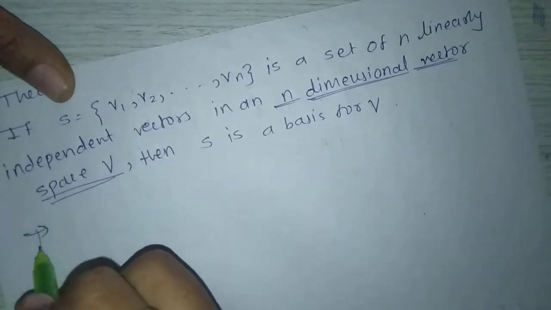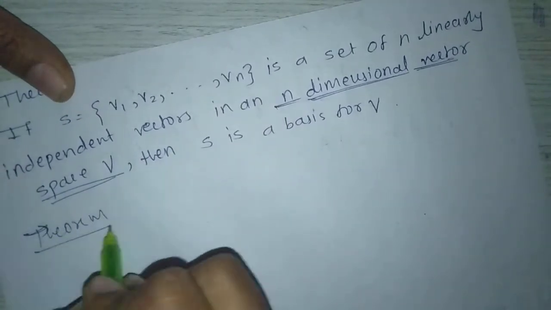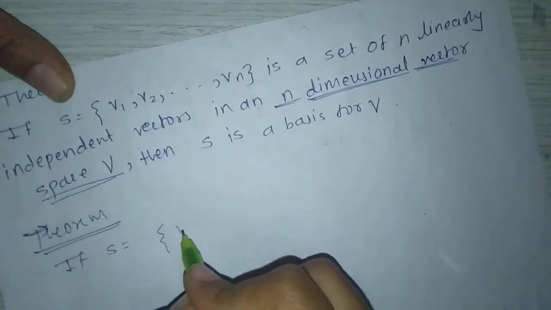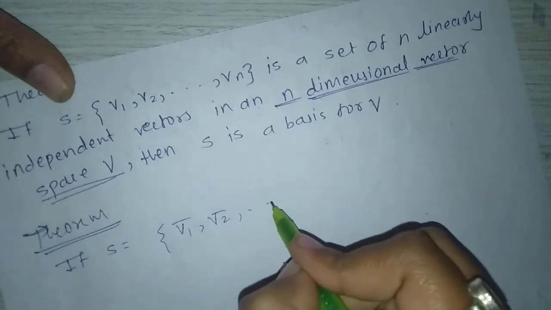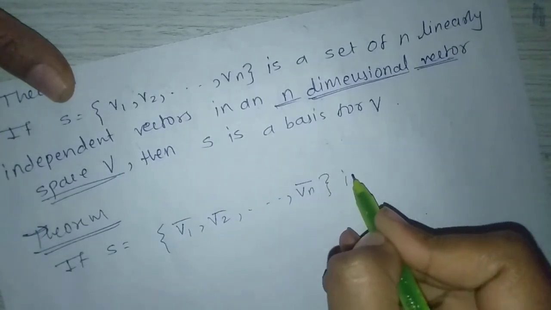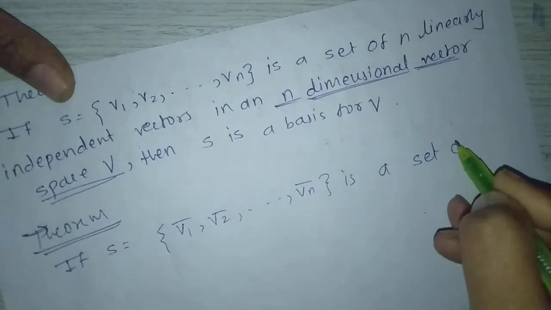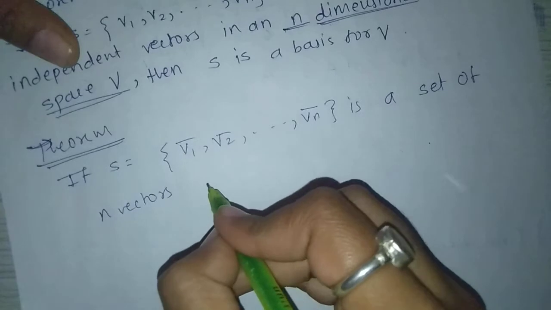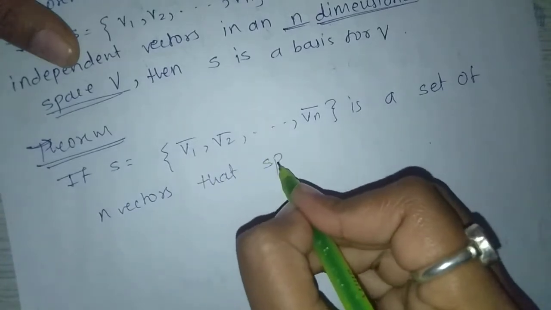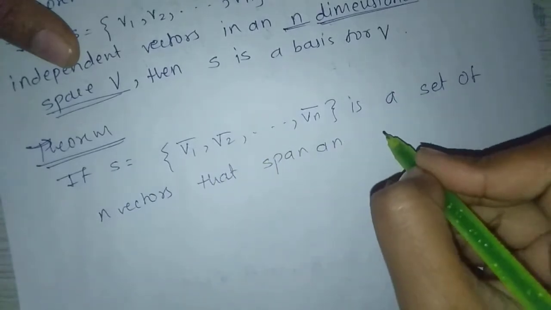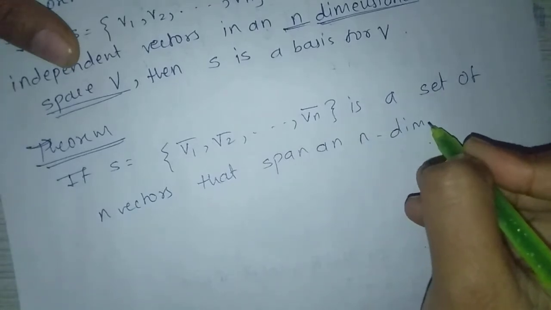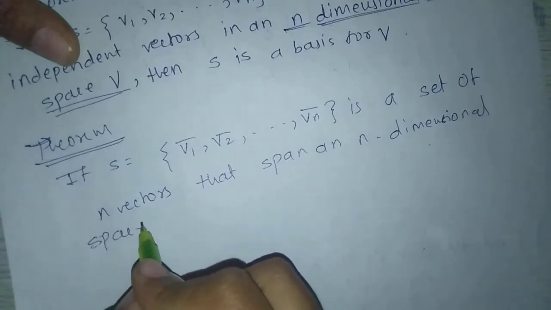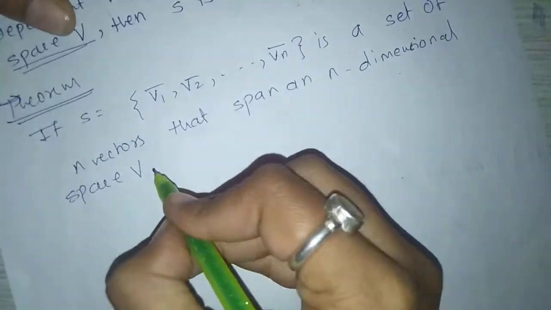And next theorem is: if S equals V1 bar, V2 bar and so on Vn bar is a set of n vectors that span an n-dimensional space V, then S is a basis for V.